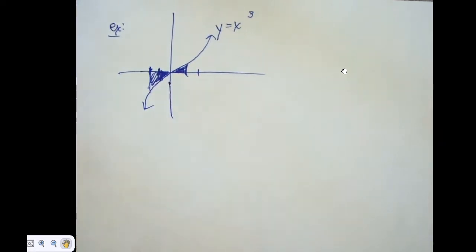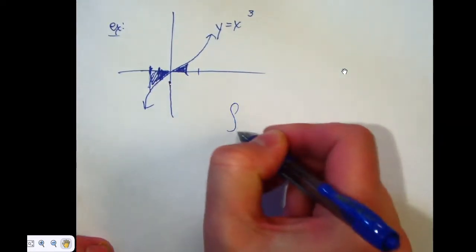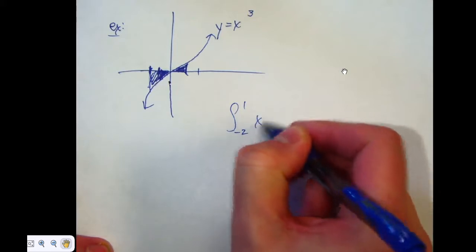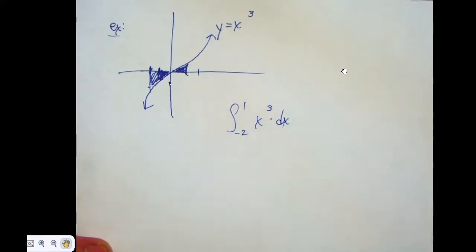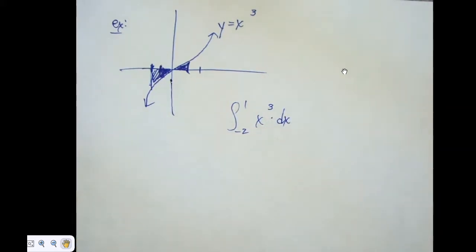So let's go through one where we got some negatives involved. So we're going to integrate from -2 to 1, x to the 3rd times dx. If I integrate from -1 to 1, what would the answer be? It'd be 0. We could verify that, but we don't need to. But -2 to 1. Do you guys want me to do it, or do you want to try it? Try it out.